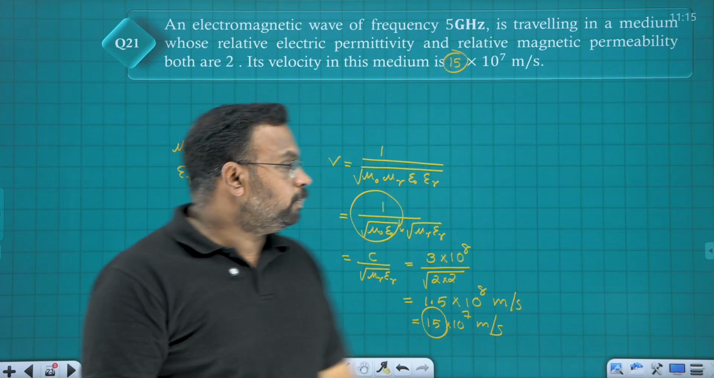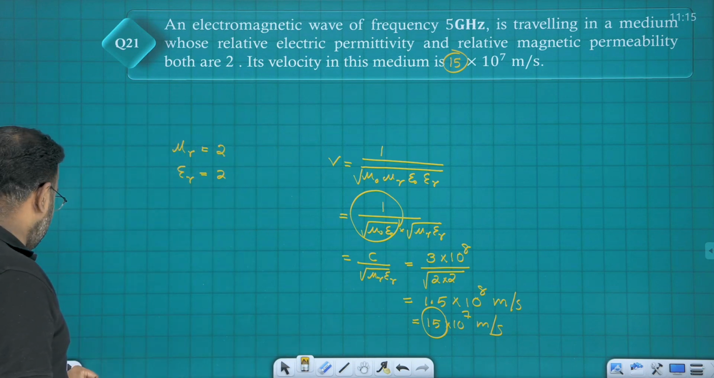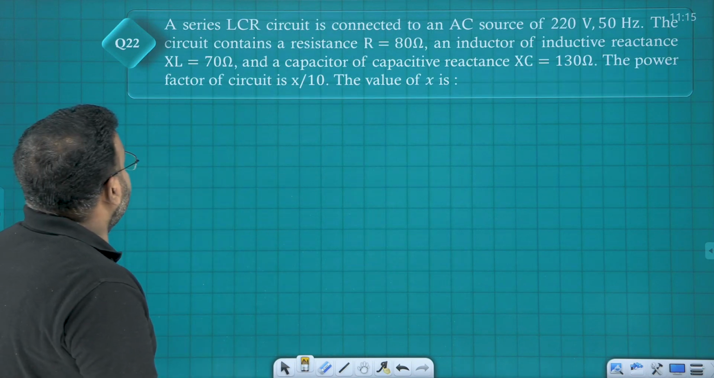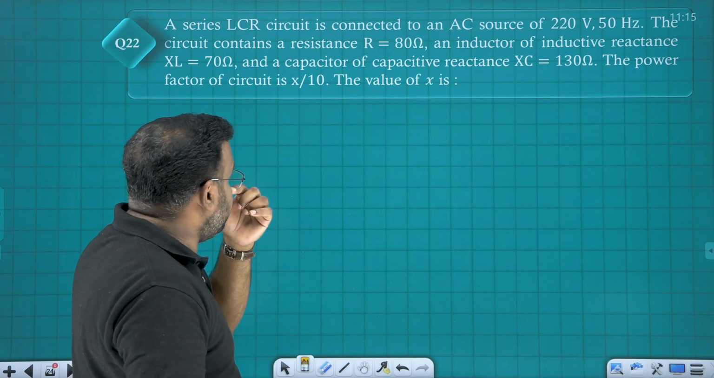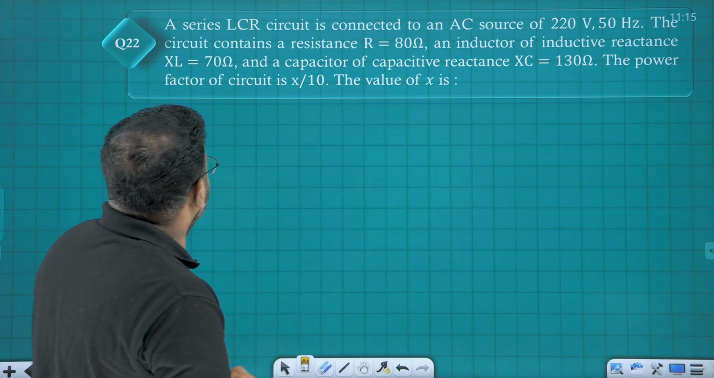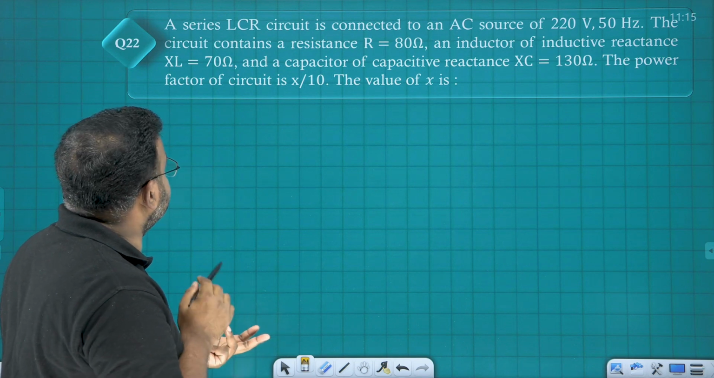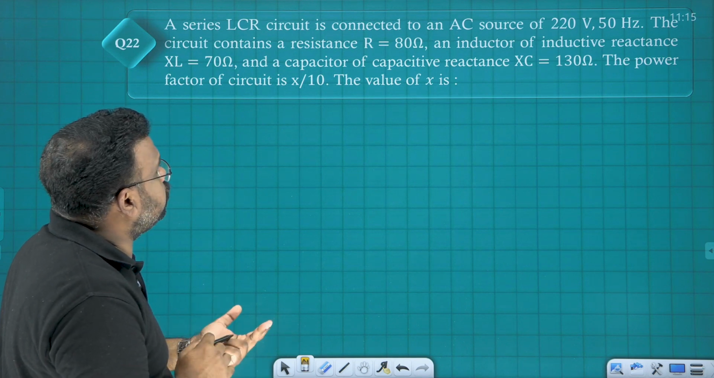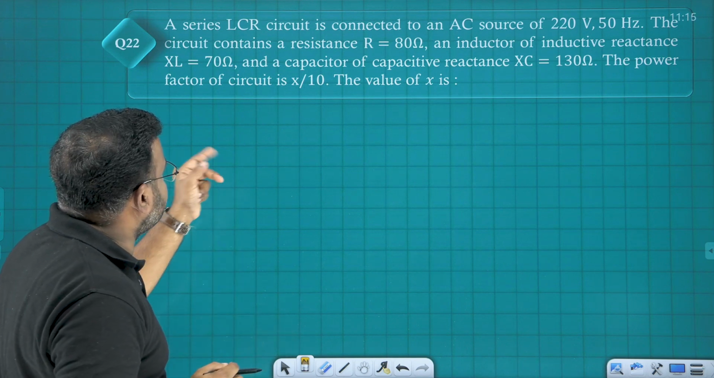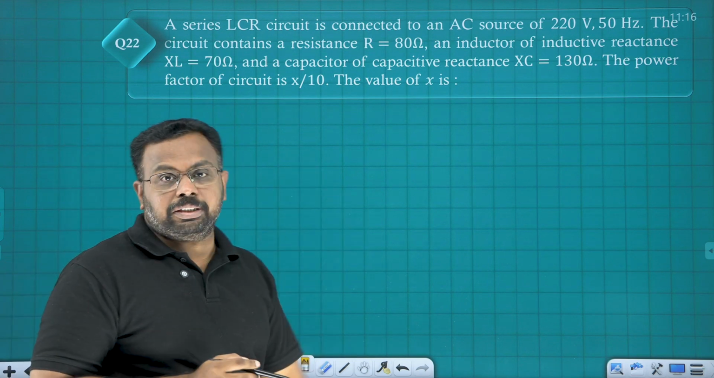Got it? Yes. Question number 22. A series LCR circuit connected to an AC source of 220 volt 50 Hz. The circuit containing resistance 80 ohm, inductor of inductive reactance XL is 70, capacitor of capacitive reactance XC is 130. The power factor of the circuit is X by 10, then the value of X is.